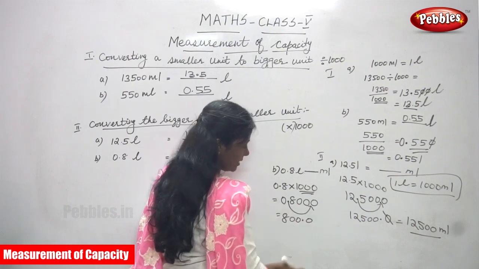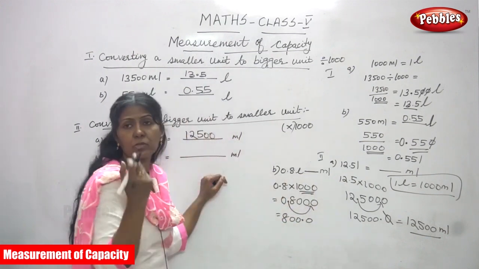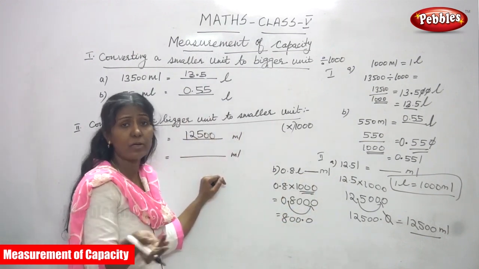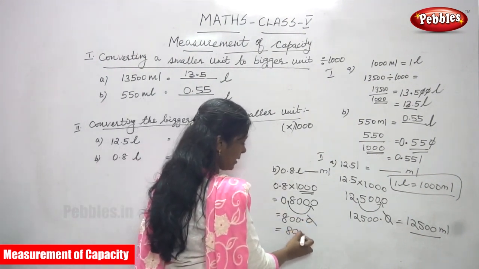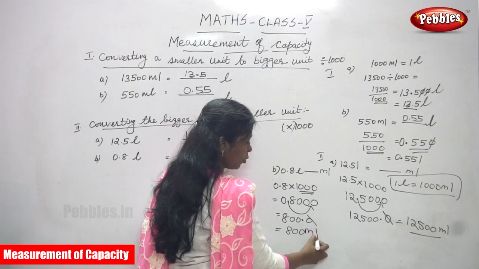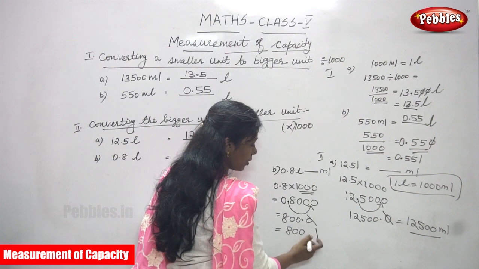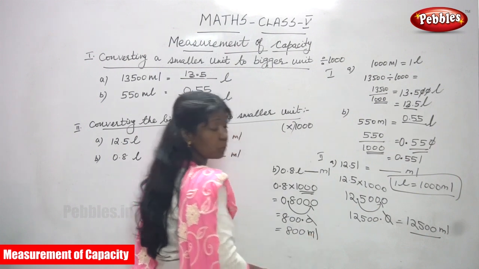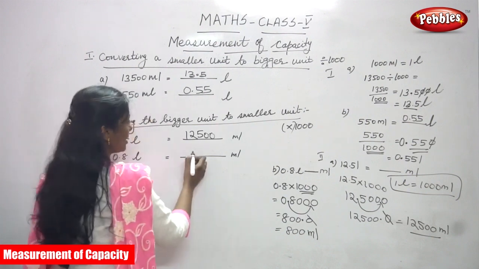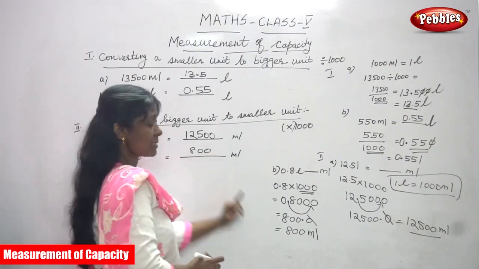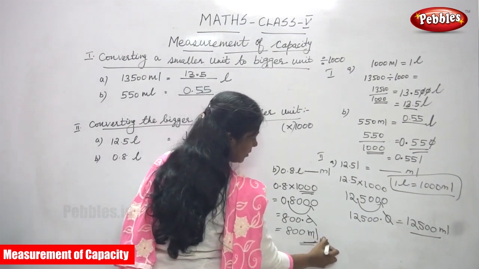800.0 will come for this question. After the point you will not consider the zeros, there is no value for the zeros. So cancel the zero. So 800 what? ml. Don't forget to write ml. Units are very, very important, so definitely you have to write the units. Without them, they will reduce the marks. Half a mark will be reduced. So 800 ml is the right answer for the question.